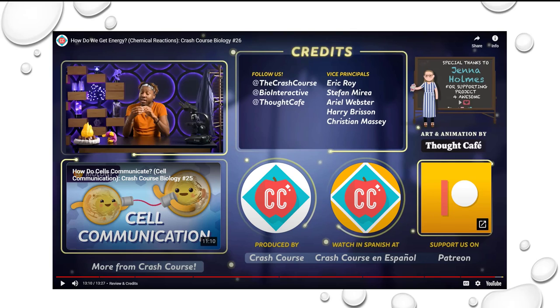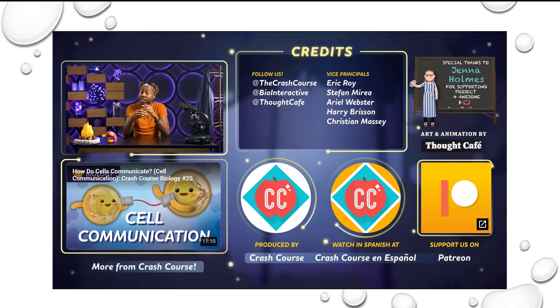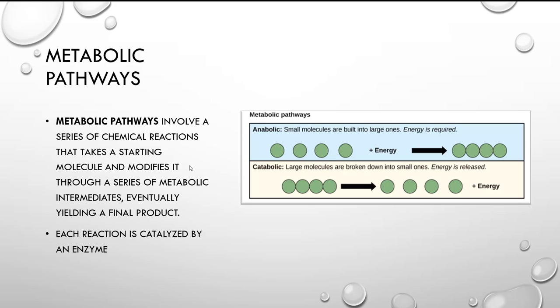Sammy was talking about, it's even going to lead us into next week when we talk about cellular respiration. So it gives us a good foundation into what we're studying in this chapter as well as next chapter. So let's move on to this idea of metabolic pathways, which he talked about in the video.